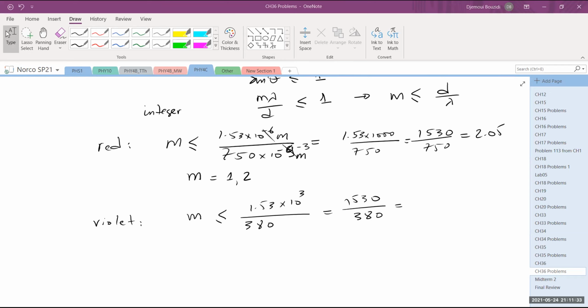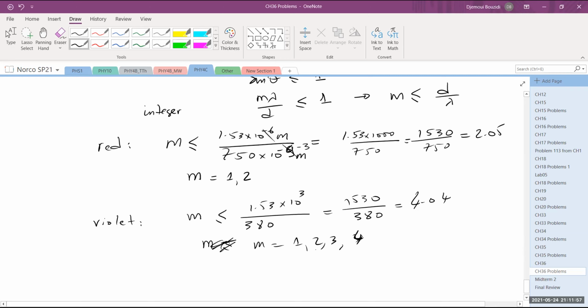380. Okay, 1,538 divided by 380. Save time. So this is 4 point something. So that means M at most is equal to, for this one, M is equal to 1, 2, 3, and 4. Okay, these are all valid angles.